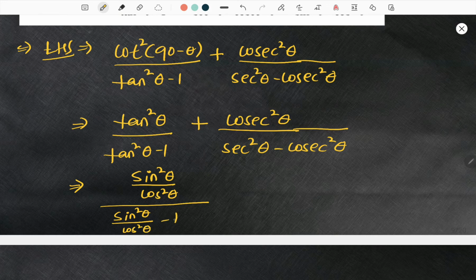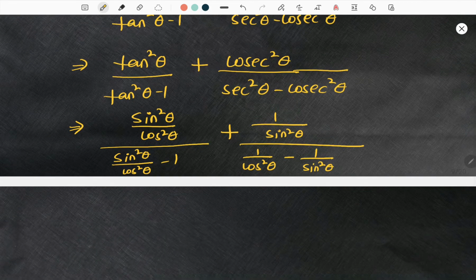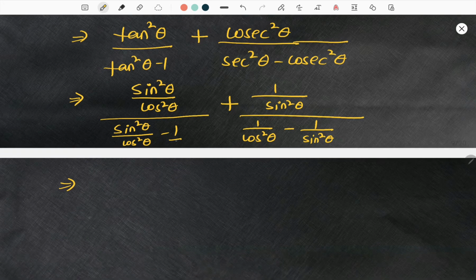Look at this, and minus 1 is there, plus this cosecant square theta can be written as 1 over sin square theta, then all divided by secant square theta, which means again 1 by cos square theta, minus cosecant square theta, which means 1 over sin square theta. All right, now let us try to put it in a standard format. Where nothing is there, divided by 1 will be there. So it becomes sin square theta divided by cos square theta.